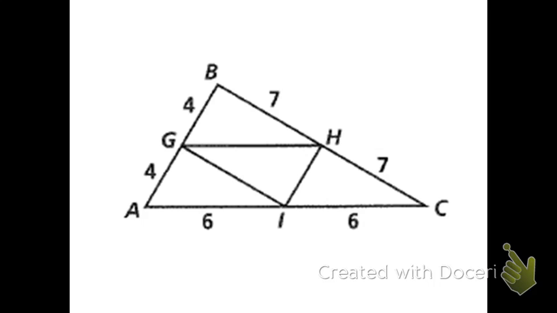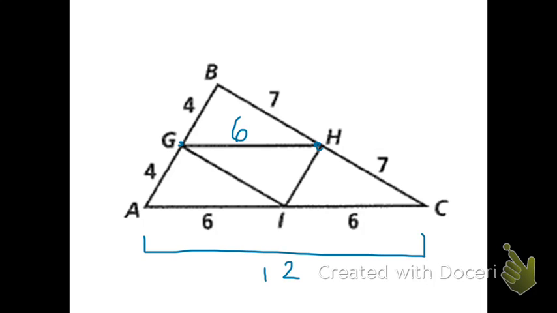Let's just mark off everything that we could know about this picture. If we look at this base along the bottom, segment AC is going to be 12. Since we know that G and H are midpoints, because G cuts AB in half and H cuts BC in half, we know that GH is a midsegment. So it would have to be half the base, which is 12. So GH would have to be 6.